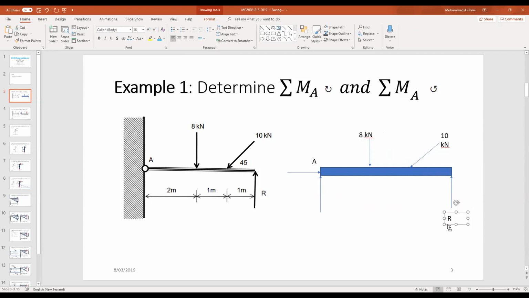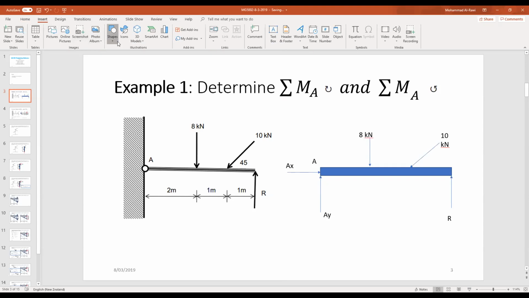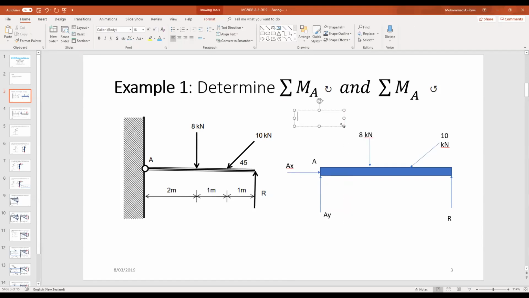And here I have AY, sorry, because it's going in the Y direction, and the other one is AX because it's going in the X direction. All right, so what we call the first step is a free body diagram. This is the first thing you start. So one is free body diagram.